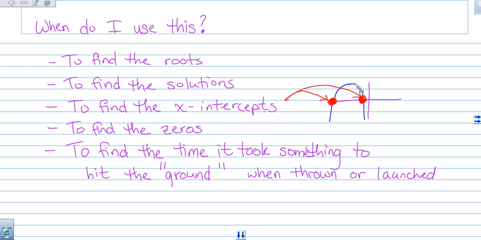to find the zeros, and then lastly, when you're working on a word problem, talking about launching or throwing something into the air, you're looking for when it hits the ground. That's what solving a quadratic function finds. These x-intercepts right here are also known as the ground in real life.